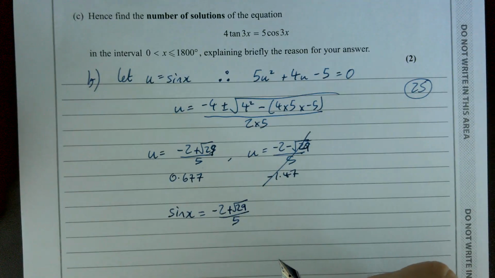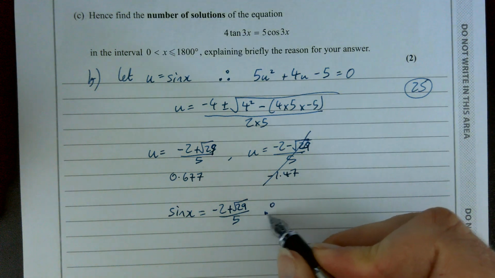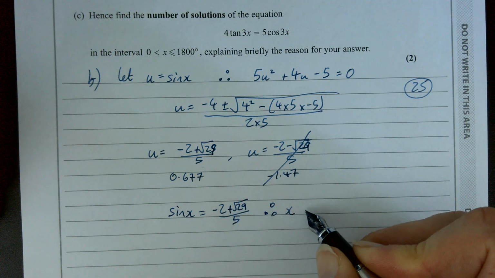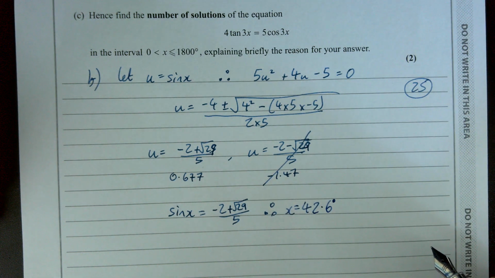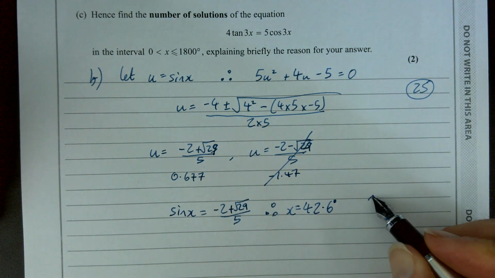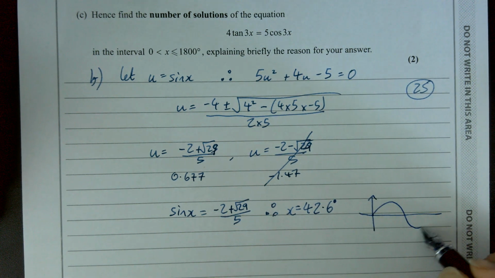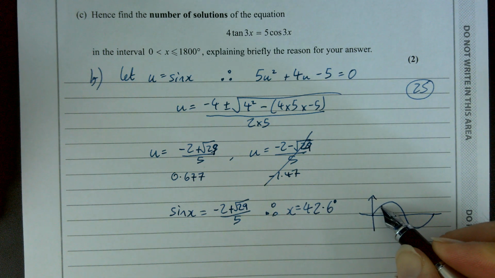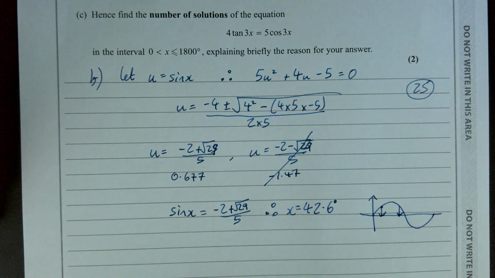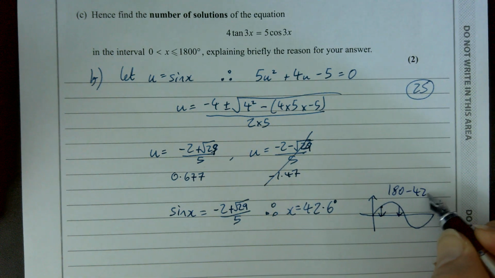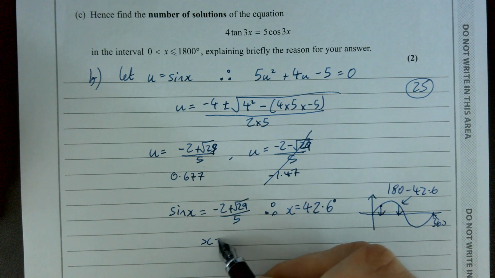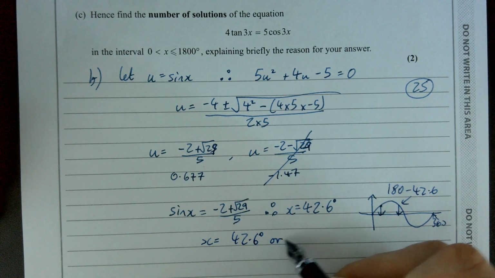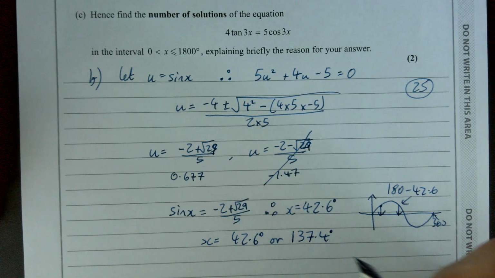And that means that x would equal, if you do sin to the minus 1, x equals 42.6 degrees to 1 decimal place. So then we just need to consider our sine curve, and if we've got 42.6 there, we're also going to have one in there at 180 minus 42.6. That's 360 degrees there, isn't it? Which is 137.4. So x equals 42.6 degrees or 137.4 degrees.